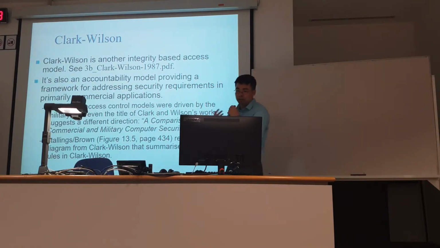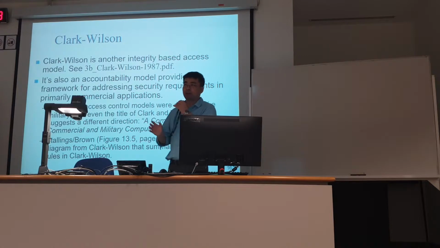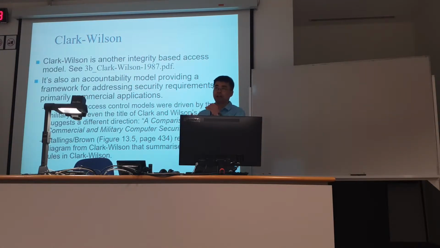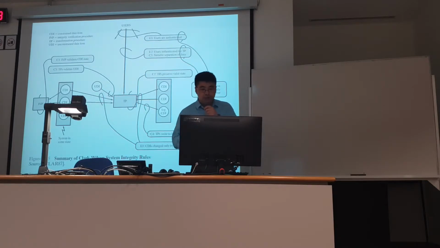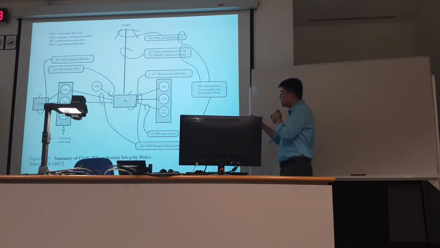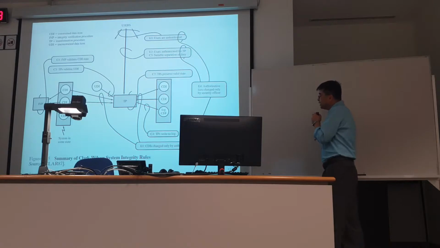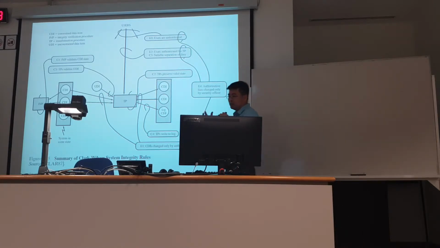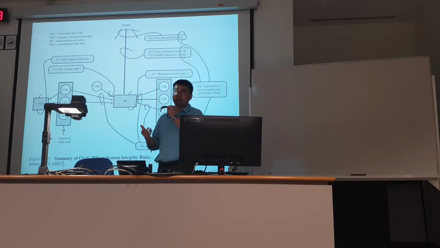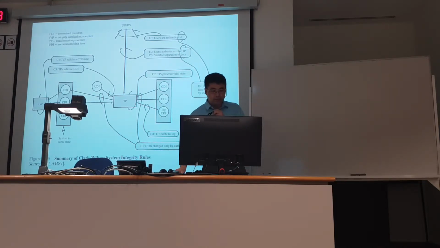So this is a model developed for commercial applications, not for military applications. Essentially, we want to ensure the integrity of the transactions in commercial applications. Right. So actually, the model can be summarized by this picture from the textbook. Basically, this picture illustrates how integrity will be ensured during a transaction of a commercial application. So for the transaction, again we have the state transition.